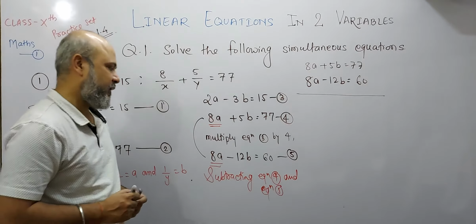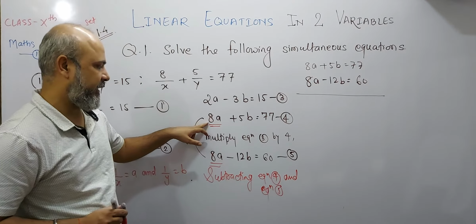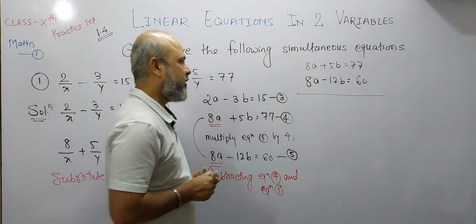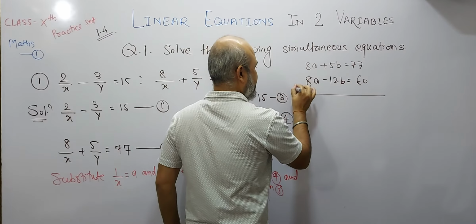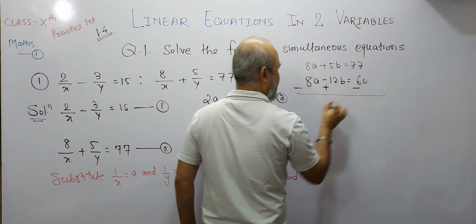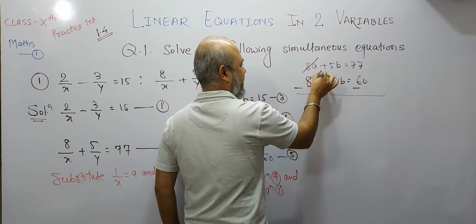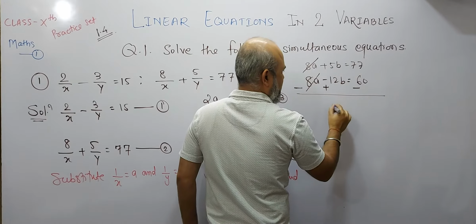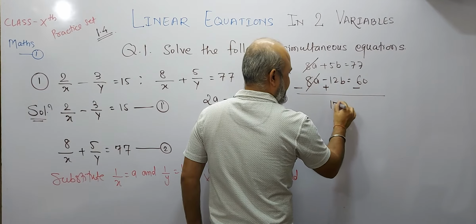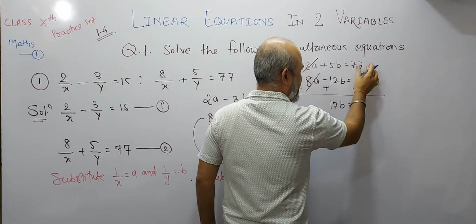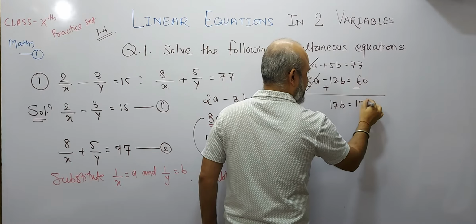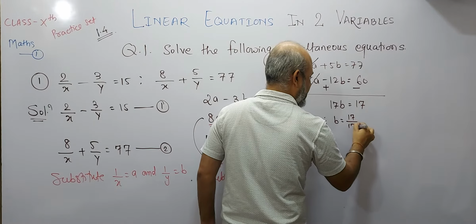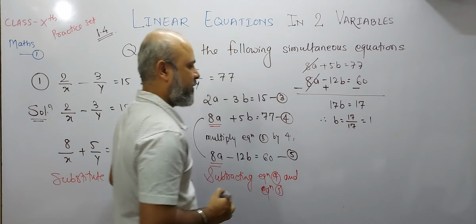So equation 4 is 8a plus 5b is equal to 77 and equation 5 is 8a minus 12b is equal to 60. Now you will subtract because this 8a in both the equations is positive, plus sign. So now we will subtract, this will be minus, this will be plus and this will be minus. Now we will cancel plus 8a minus 8a. This will become what? 12 plus 5, 17b and this is equal to, subtract, 77 minus 60 is also equal to 17. Therefore b is equal to 17 divided by 17 and you will get b is equal to 1.